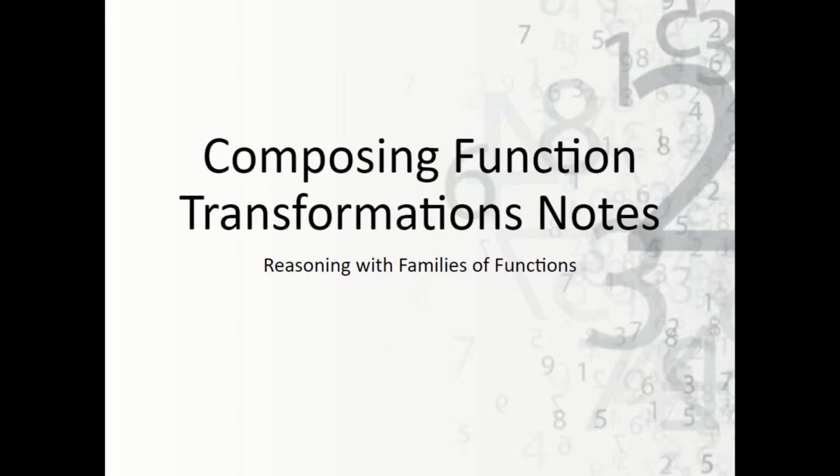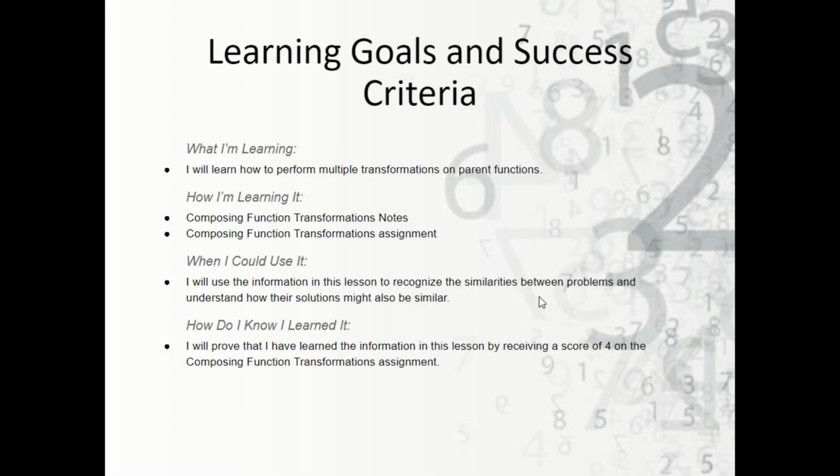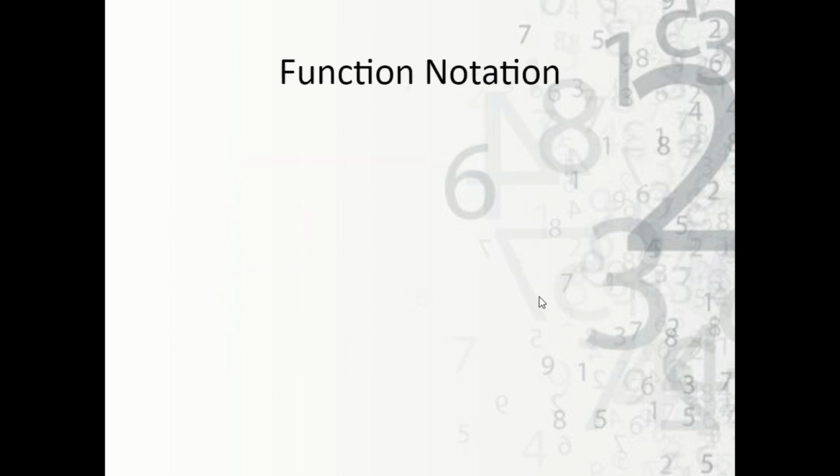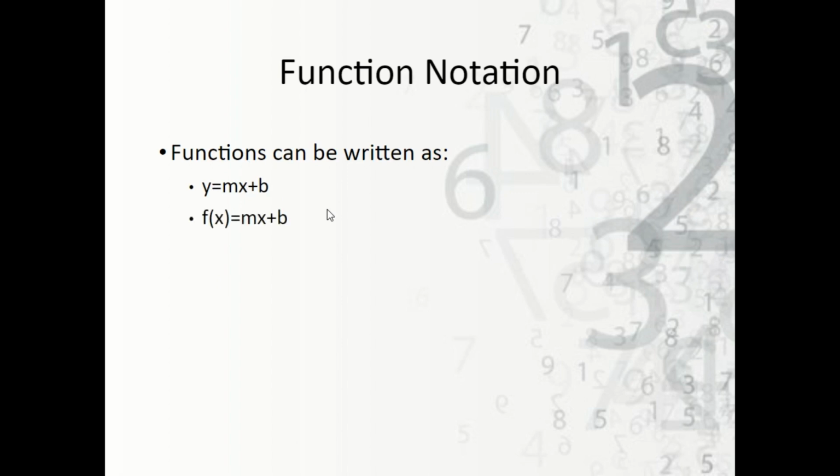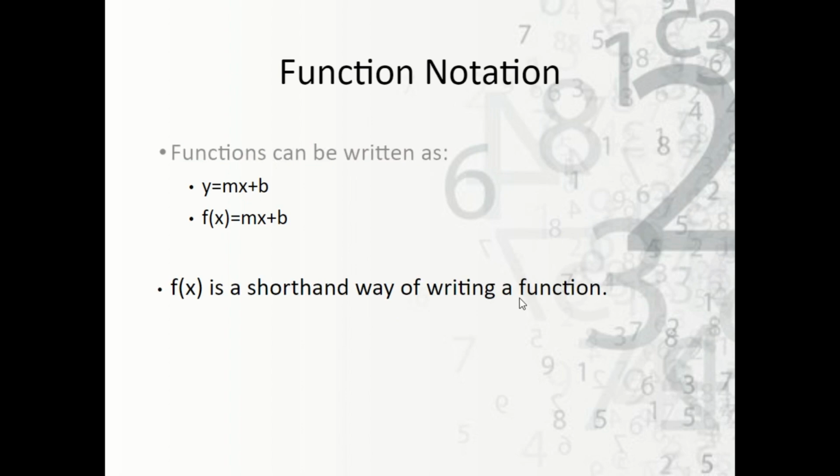Let's take a look now at the composing function transformations notes. The notes begin with the learning goals and success criteria. Now let's take a look at function notation. Function notation can be written as y equals mx plus b, or any function like that, or we can write it as f of x equals mx plus b, or f of x equals x squared, or whatever the function may be. So f of x is a shorthand way of writing a function.